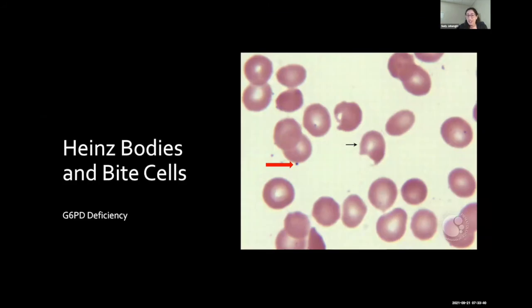This is a picture of Heinz bodies and bite cells that can occur in G6PD deficiency on that peripheral smear. These little black dots that you're seeing with the red arrow show those Heinz bodies. And as those red blood cells pass through the spleen, there could be some phagocytosis of those areas with the abnormality, causing those bite cells that we're pointing out with the black arrow.